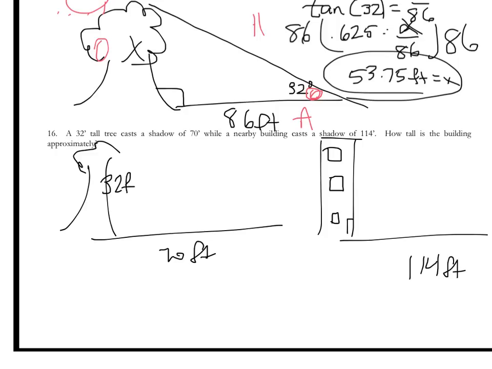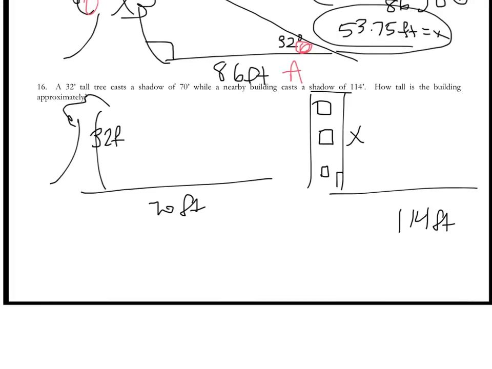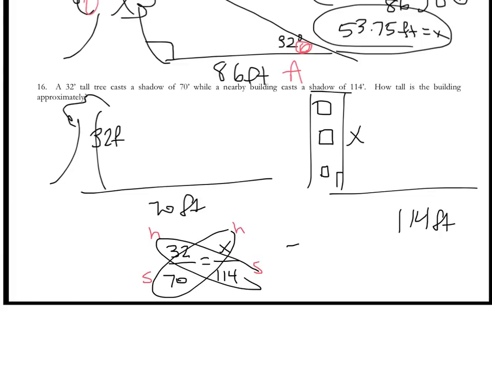Well, they should be similar triangles, and we're trying to find how tall the building is, so let's label this X. So any proportion will work. If you want to stay with the tree for the first ratio and then the building for the second, go for it. If you want to go height and shadow, whatever you want to do. Here's what I'm going to do. I'm going to go height over shadow, so the height of the tree is 32, the shadow of the tree is 70, equals height, which of the building is X, over the shadow, which is 114. And now we have a ratio. Height over shadow equals height over shadow. Remember, H over S equals H over S. Now we can cross multiply and solve for X.